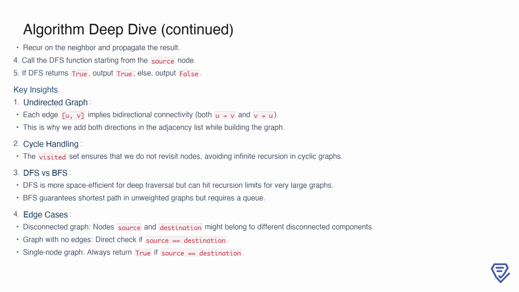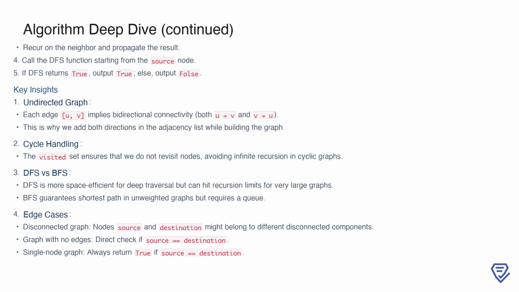A few key insights can help us understand this approach better. First, since the graph is undirected, each edge (u, v) implies bidirectional connectivity between nodes u and v. This is why, when building the adjacency list, we add both directions for each edge. Second, the use of the visited set is crucial for handling cycles in the graph. By marking nodes as visited, we prevent infinite recursion and ensure that each node is processed only once.